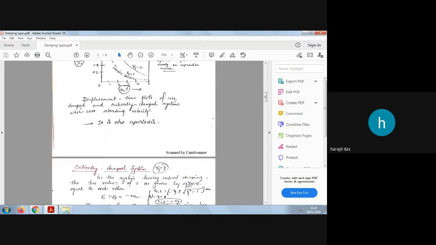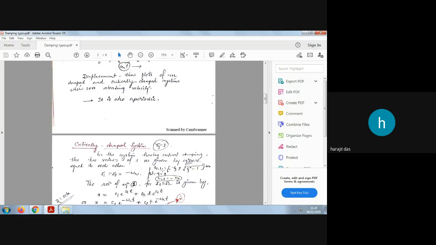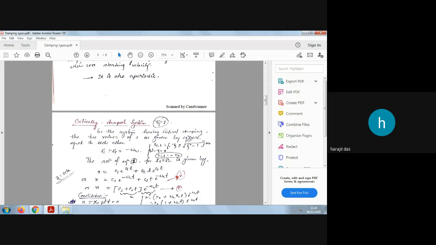Now let's come to the critically damped system. So what is a critically damped system? In a critically damped system, the zeta value is 1, isn't it? So here the zeta value equals 1. When zeta equals 1, if you put the zeta value in the expression, what was our expression for the roots of the general equation of motion? S1,2 equals minus zeta plus minus root over zeta square minus 1, into omega n, isn't it?